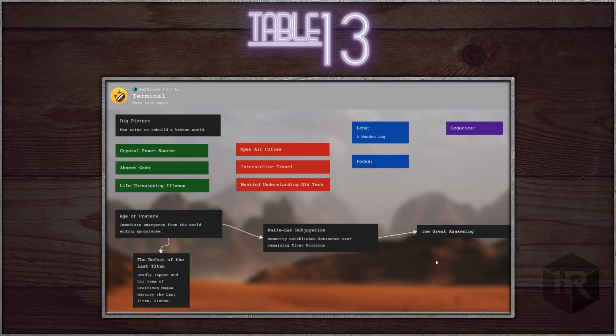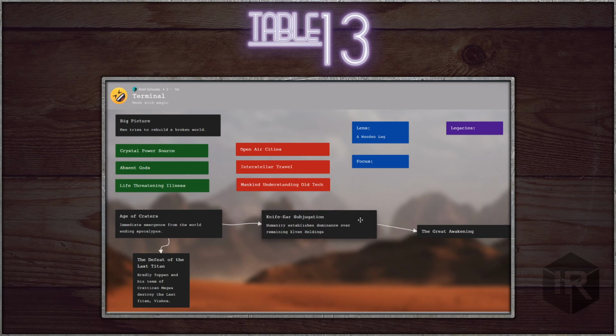So we've basically established at this point that there are at least humans and elves in this world. And magic. Let's see. I am going to... And Bradley Toppin. Bradley Toppin. Oh, BT.